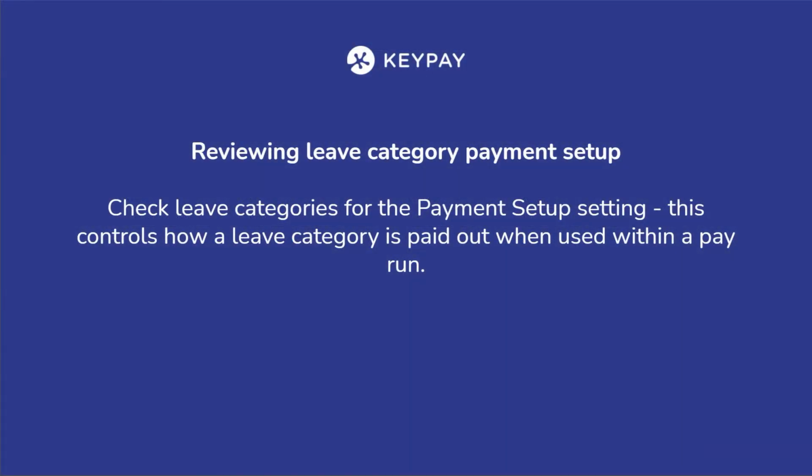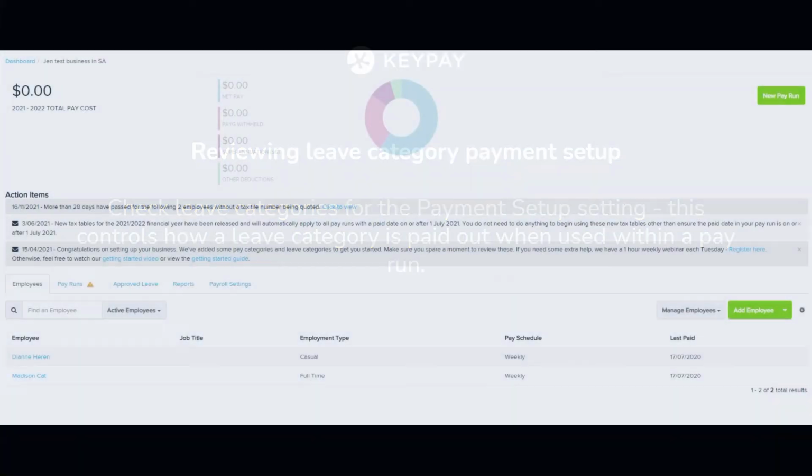Reviewing leave category payment setup. It's important to review the leave category settings used within a business, specifically the payment setup setting. This setting controls how a leave category is paid out when used within a pay run, and it's advisable to review it to ensure that it meets Phase 2 reporting requirements.